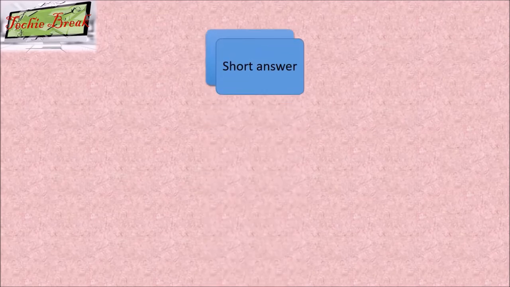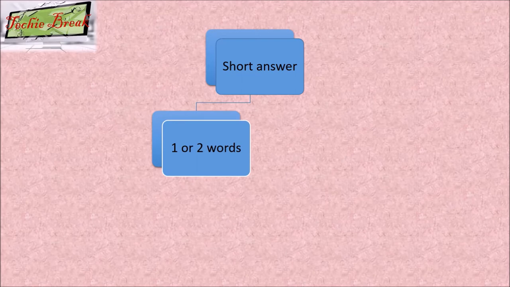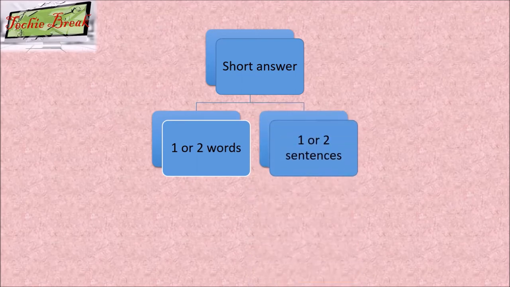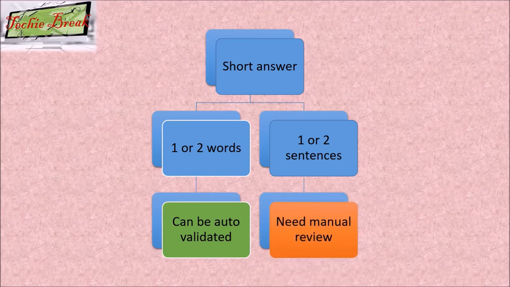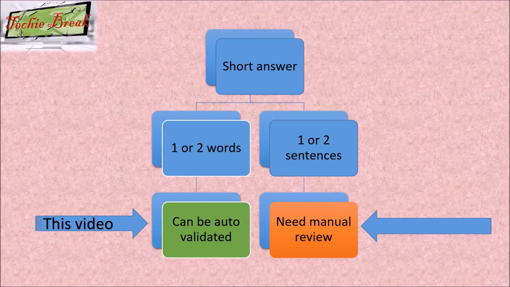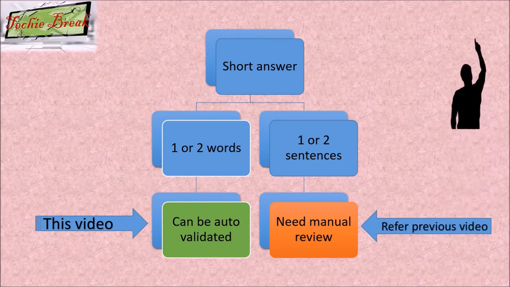One is short answer with one or two words. Another one is short answer with one or two sentences. Short answer with one or two words can be auto-validated, but short answer with one or two sentences need a manual review. In this video, we will see how to auto-validate this short answer. But if you want to know how to manually review this short answer, please refer my previous video by clicking the link above.